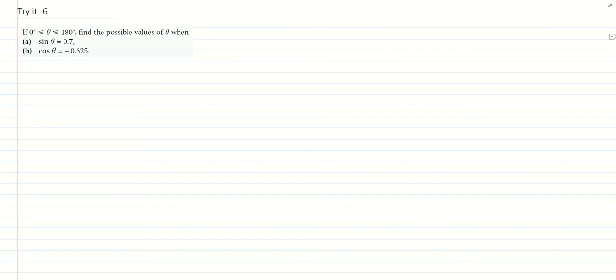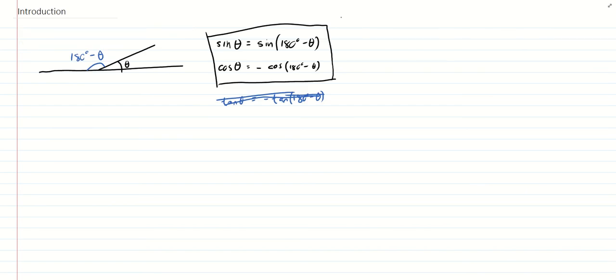Now, if you go back to our main page, you realize that because sine theta equals sine of 180 degrees minus theta, just to recap one last thing, this is your acute angle and this is your obtuse angle. Basically, obtuse angle is anything between 90 to 180 degrees, and acute angle is between 0 to 90 degrees.